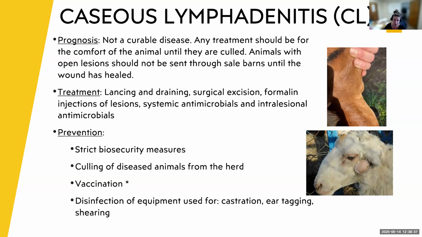Prevention, strict biosecurity measures, very strict cleaning management. If you do have this in your farming operation, make sure that you're keeping things sanitary and clean as best as you can. If you have positive animals, remove them as soon as possible. There is some vaccination options, which I'll talk about in the next slide. And then also disinfect your equipment that you use for castration, ear tagging, and shearing, because that is on the external part of their body where this can also enter under their skin.